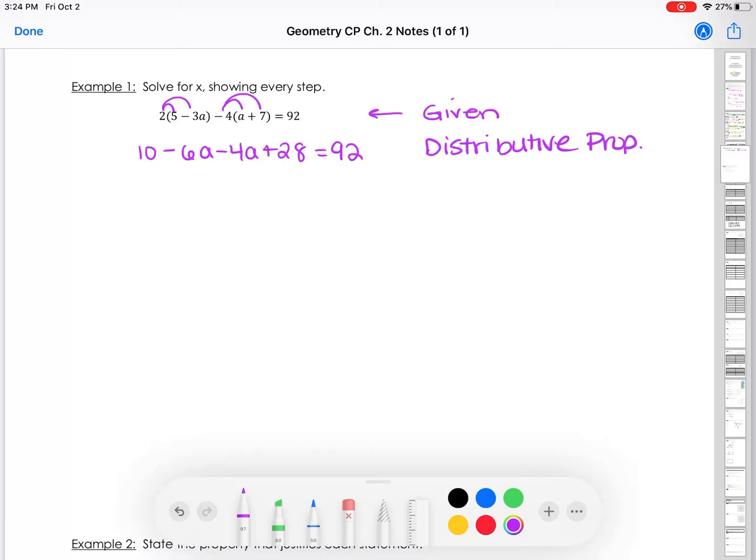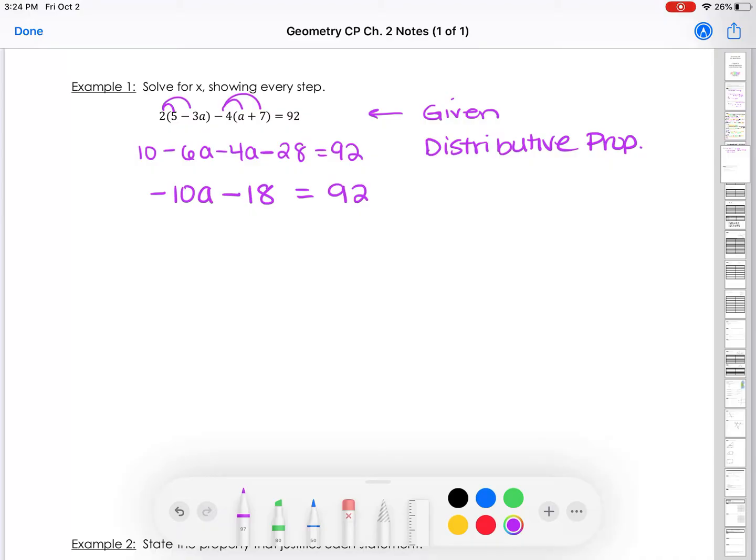All right, the next thing that I am going to do is I am going to clean this up. So I'm saying negative 6a and negative 4a is going to make negative 10a. And I have 10 minus 28, right, negative 4 times positive 7. And that's going to give us negative 18 is equal to 92.